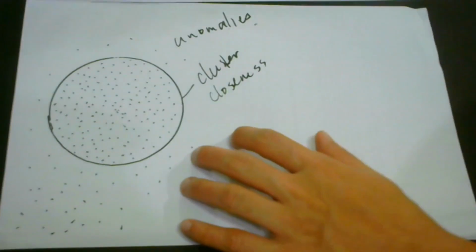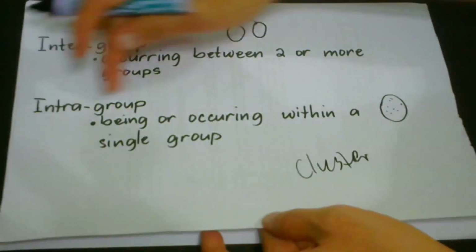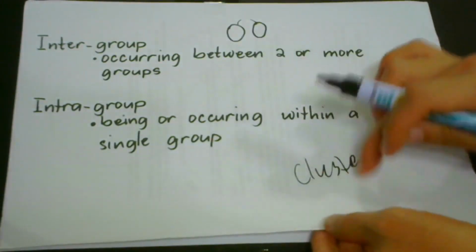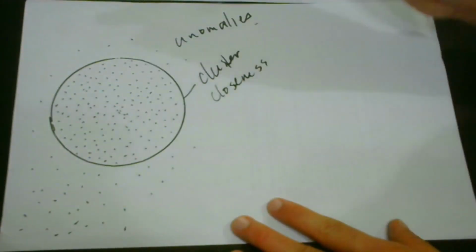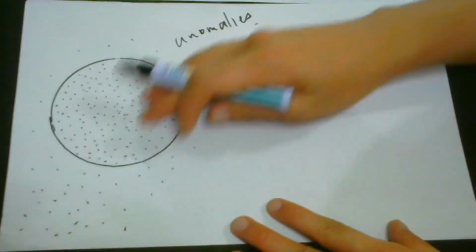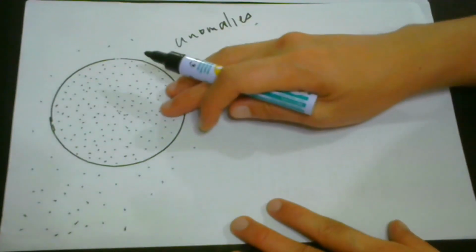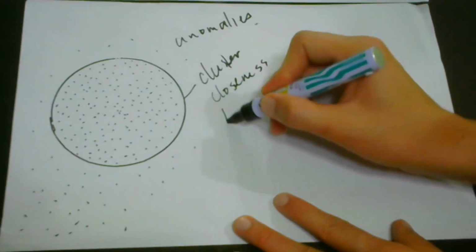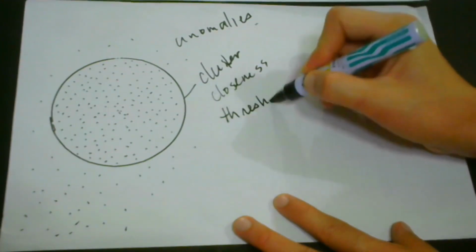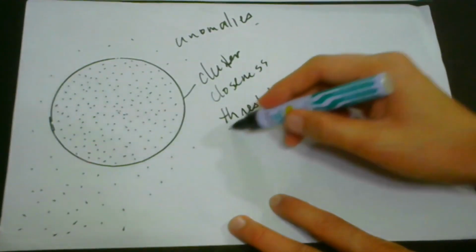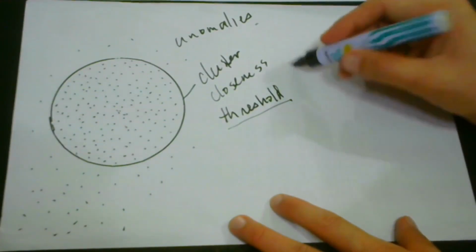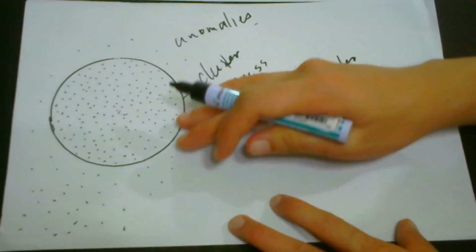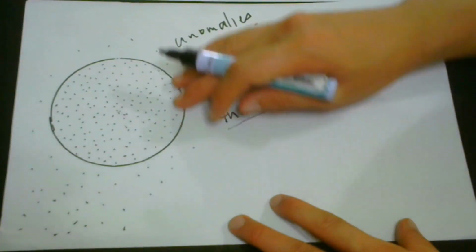Now, let's go back to the idea of intragroup. It's the interaction or the distance between and among different points in a cluster. Usually, when we would like to identify which of these points can be considered an anomaly, we have to specify a certain threshold. A threshold is a parameter that we're going to use to measure the anomalous points in this cluster.